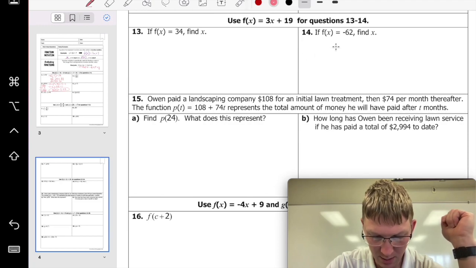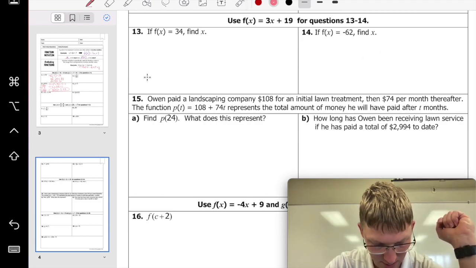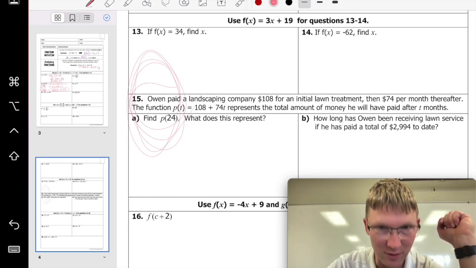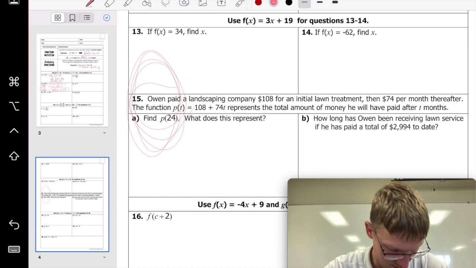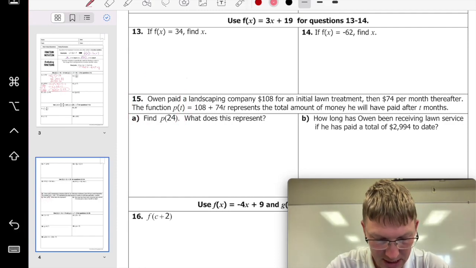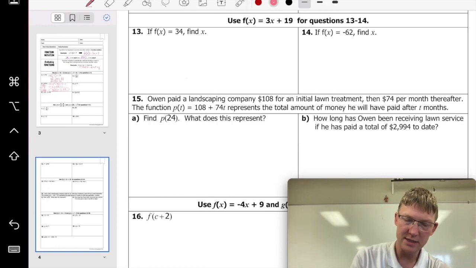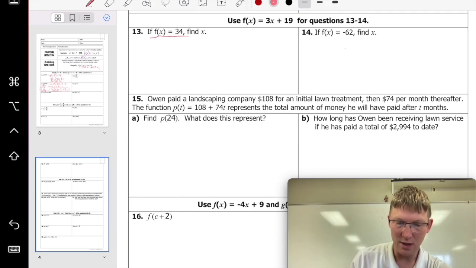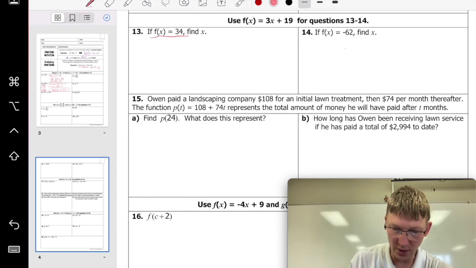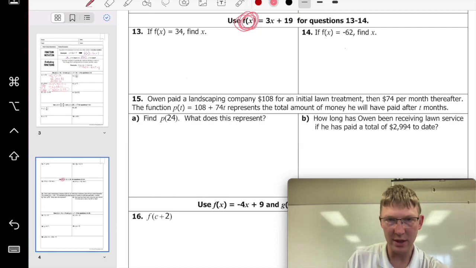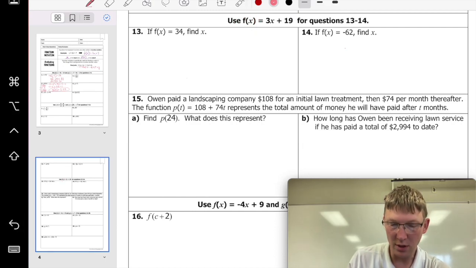So again, I'm skipping down to 13, and yes, I'm going to let you all do the word problem by yourselves. Good luck. But number 13 is phrased a little bit differently, so I wanted to point it out. Instead of giving you x, it gives you f of x. That means the whole function equals 34. So this part is the one that equals 34, and that's where you're going to plug in the 34.